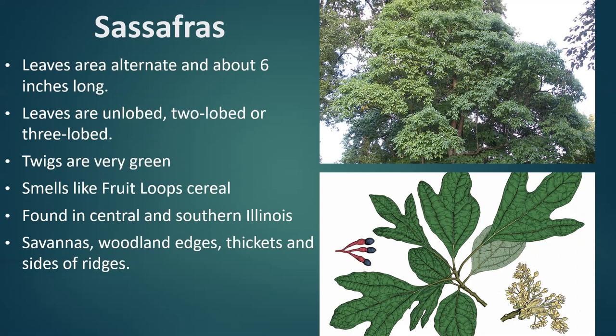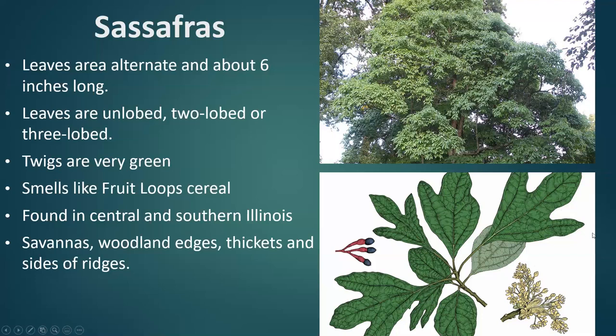So the leaves, again, are polymorphic. They're going to be alternate. And again, the big giveaway with the sassafras is just the shape of the leaf. And if you have any question whether it is a sassafras, just grind up that leaf and give it a quick smell, and you'll be inundated by that Fruit Loop smell.